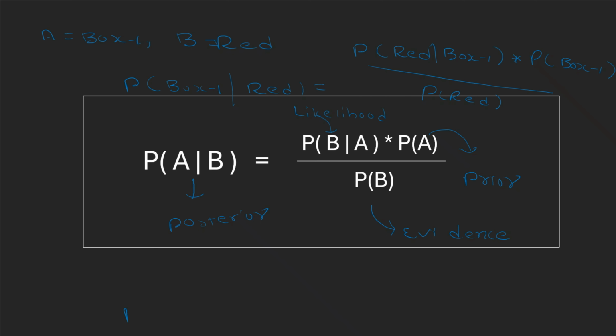So as a whole, we can write it as posterior probability is equal to likelihood into prior probability, whole divided by the evidence.